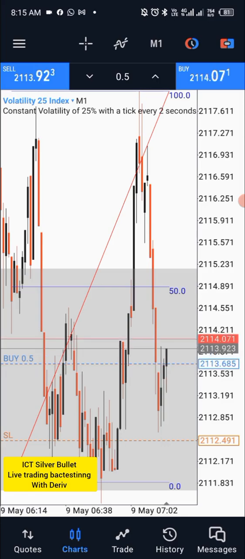Okay. So you can see that once we close above this current candle, I think I'm good to go.